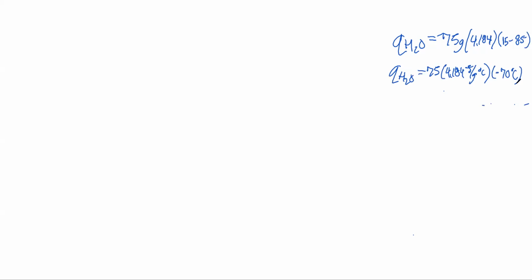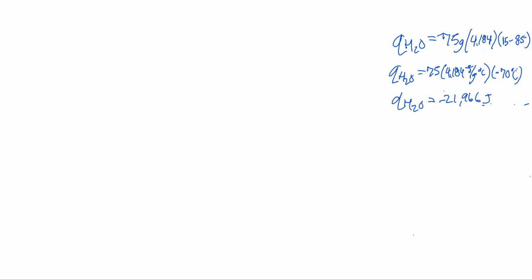So now as we walk through that, we can see that our Q of our water is negative 21,966, and that's going to be in joules, right? Because our grams and grams cancel, and our degrees Celsius and degrees Celsius cancel.